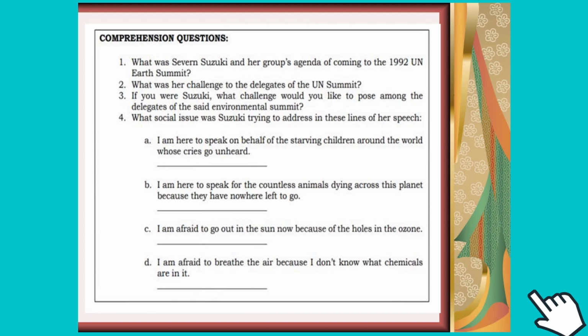1. What was Severn Suzuki and her group's agenda of coming to the 1992 United Nations Earth Summit? 2. What was her challenge to the delegates of the UN Summit? 3. If you were Suzuki, what challenge would you like to pose among the delegates of the said environmental summit? 4. What social issue was Suzuki trying to address in these lines of her speech?